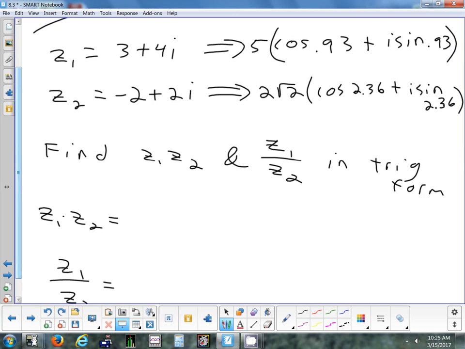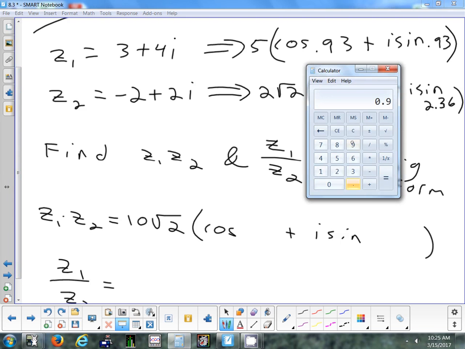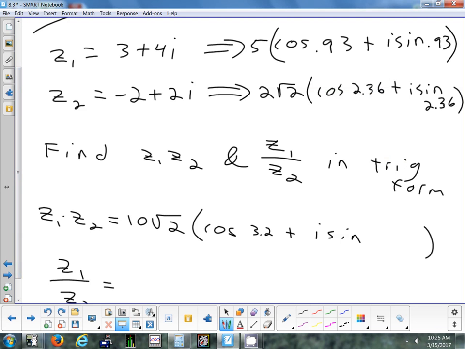Yeah, it's 5 times 2 square root 2. That's 10 square roots of 2. And then we're going to put cosine something plus i sine something. What do I do with my 0.93 and 2.36? Just add them up. 0.93, 2.36, 3.29. And that's it. That's all you have to do to multiply two numbers and leave the answer in trig form.